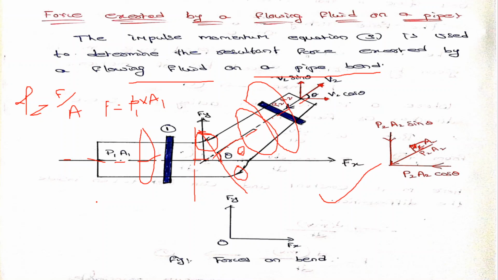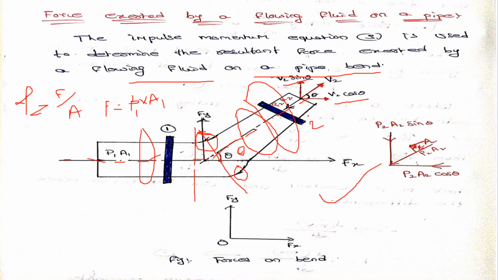Pressure at section 1 and pressure at section 2. Here this is section 2. At section 1 we can say P1A1, and at section 2 we can say P2A2. If you see the direction, it is coming in opposite direction. Please see here students, it is coming in opposite direction. And here that is V2 cos theta. As velocity is in adjacent side, we can say V2 cos theta, and velocity V2 in opposite direction, we can say V2 sin theta.